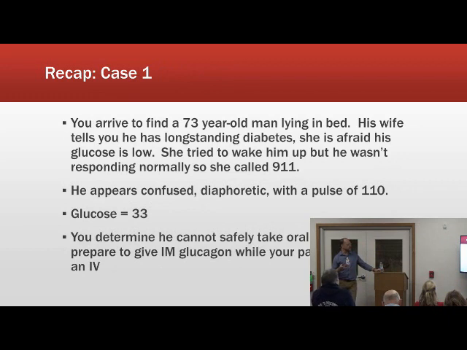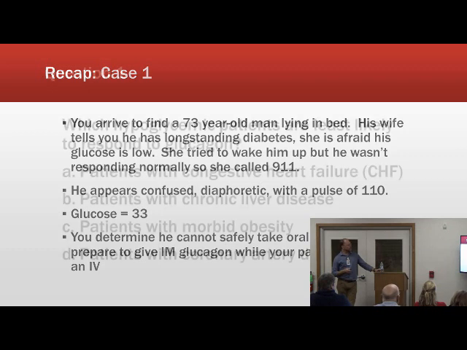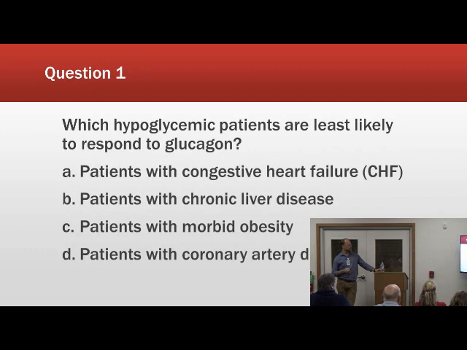Here's case one: a 73-year-old guy, blood sugar's low, 33. You give him some glucagon, then he gets a little dextrose. Which hypoglycemic patients are least likely to respond to glucagon? We didn't talk about this, but you guys know all this because it's right in your protocol. Chronic liver disease, and why is that? The glycogen issues. There's no glycogen storage, so you don't have a well to take from. Chronic alcoholics would be another one. You may not know if they have liver disease, but that's another one.